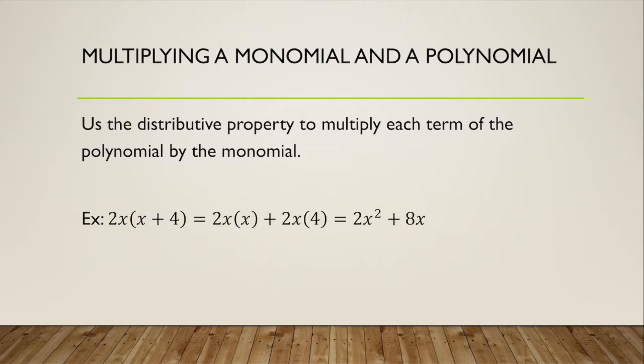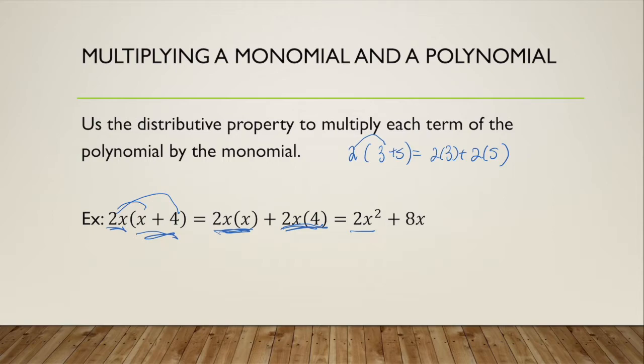When we're multiplying a monomial and a polynomial, we need to use the distributive property. Friendly reminder, the distributive property. If I have 2 times 3 plus 5, and I didn't want to go ahead and just add the 3 plus 5, I could take 2 times 3 plus 2 times 5. That's the distributive property. So if I have 2x times x plus 4, that's me 2x times x and 2x times 4. That would give me 2x squared plus 8x.